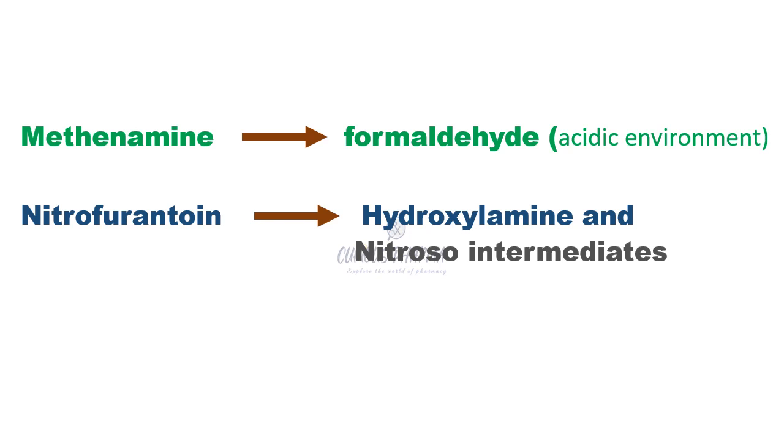This active form is a highly reactive molecule that can cause damage to bacterial DNA and other cellular structures, leading to bacterial cell death. The mechanism of nitrofurantoin involves formation of reactive intermediates like hydroxylamine and nitroso intermediates in the bacterial cells. These intermediates can react with bacterial DNA, leading to damage and inhibition of bacterial growth.